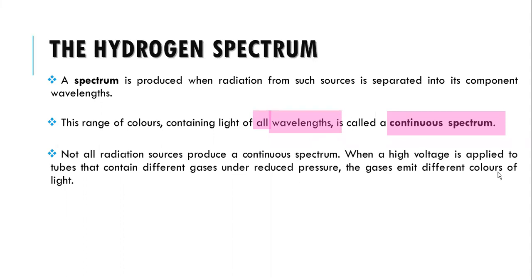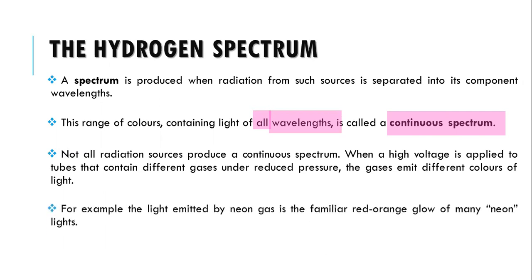When a high voltage is applied to tubes that contain different gases under reduced pressure, the gases emit different colors of light. According to this, what we already said is that the range of colors containing light of all wavelengths is the continuous spectrum, but it's not true all the time. The gas emits colors of light.